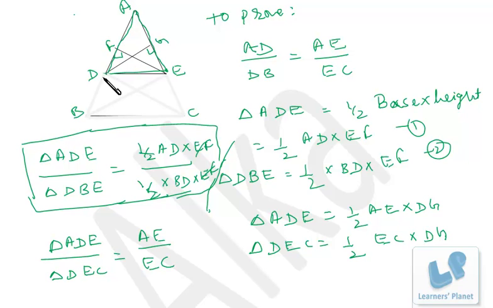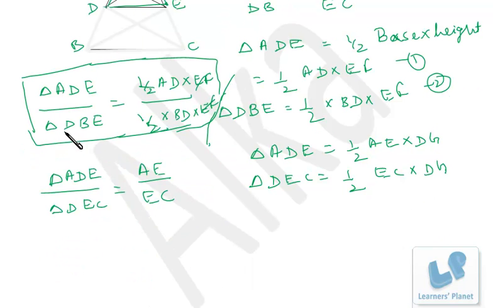Now you can see the two triangles DBC and EBC. The two triangles are between the same parallel lines, right? DE is parallel to BC. That means the two triangles are between the same parallel lines and the base is also the same, that is BC. That means area of triangle BDC will be equal to area of triangle EBC, right? So here we'll be equating the area of DBE as DEC, right?